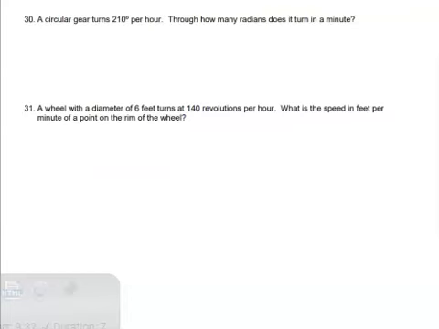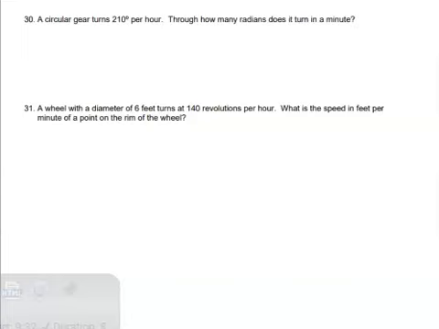Okay, let's look at 31. So 31 and 32 get a little bit trickier just because we're changing between angular velocity and linear velocity. So that's always a little harder. But what we have to think about is circumference.